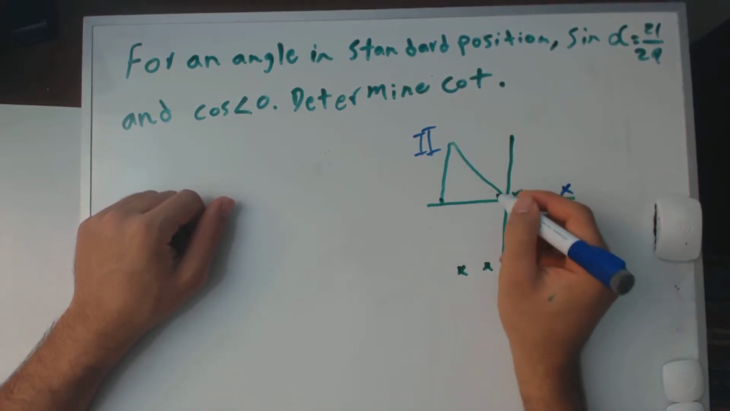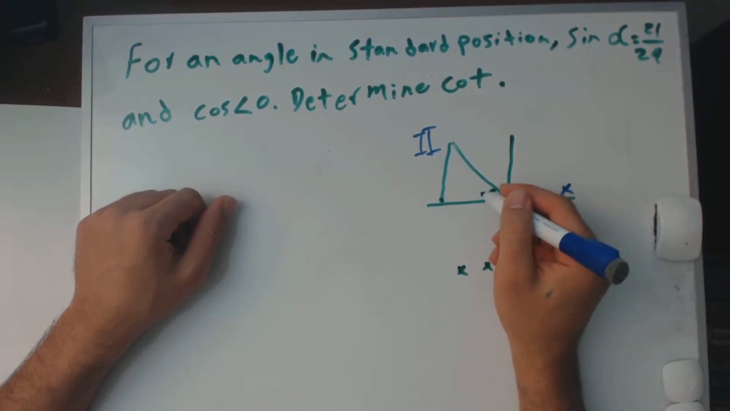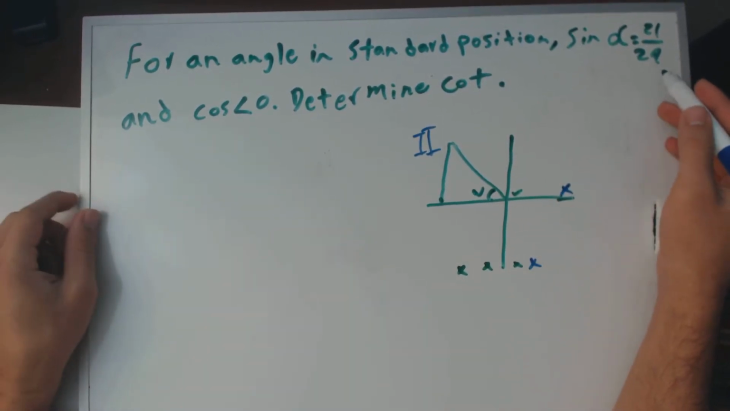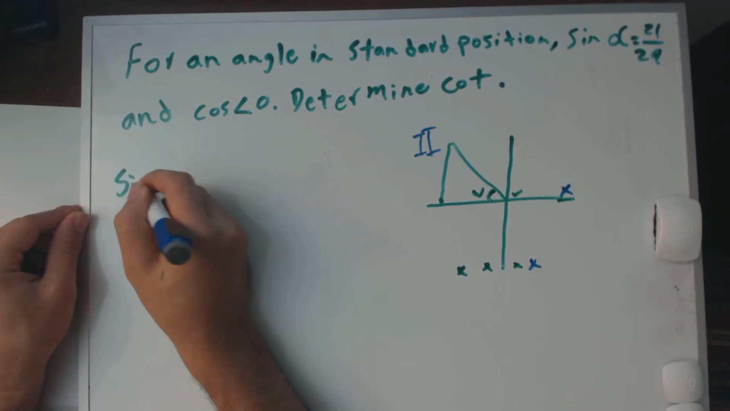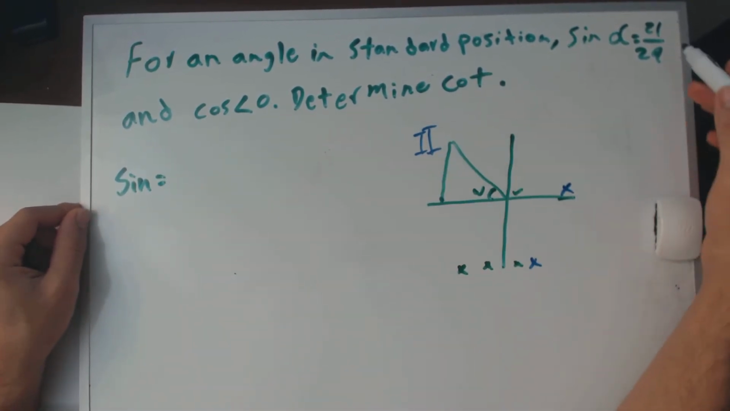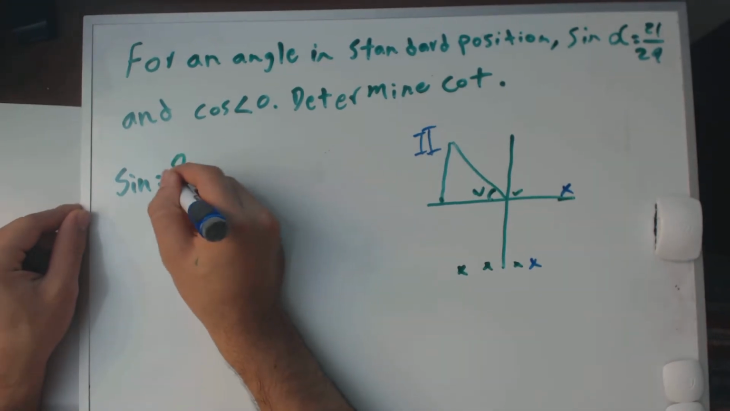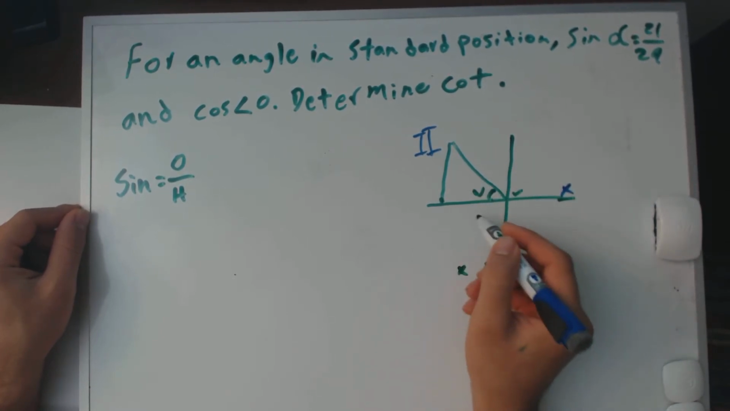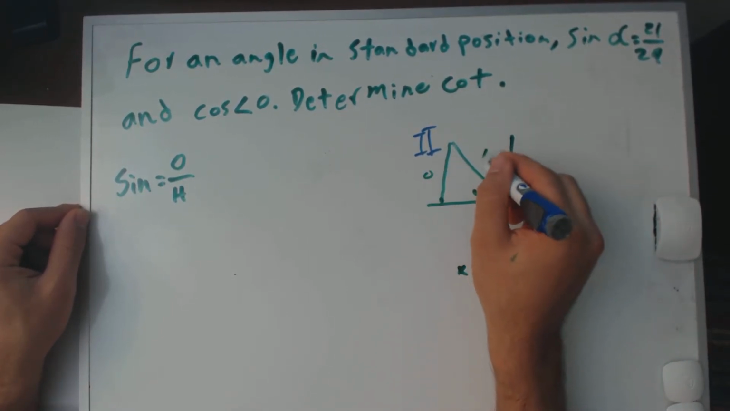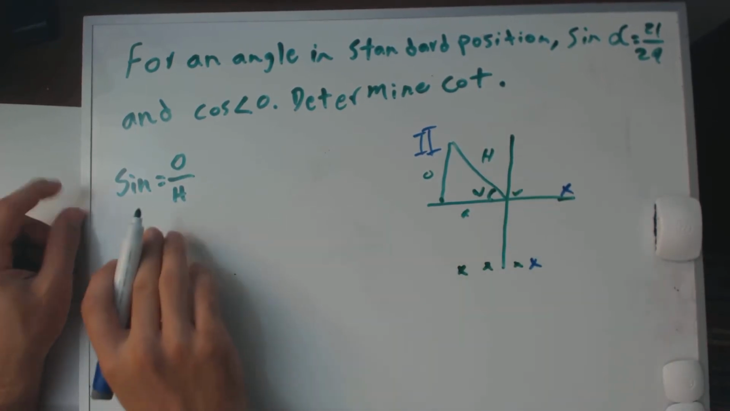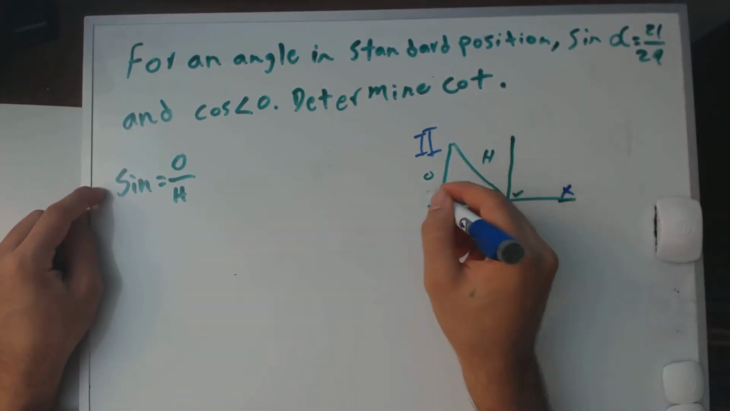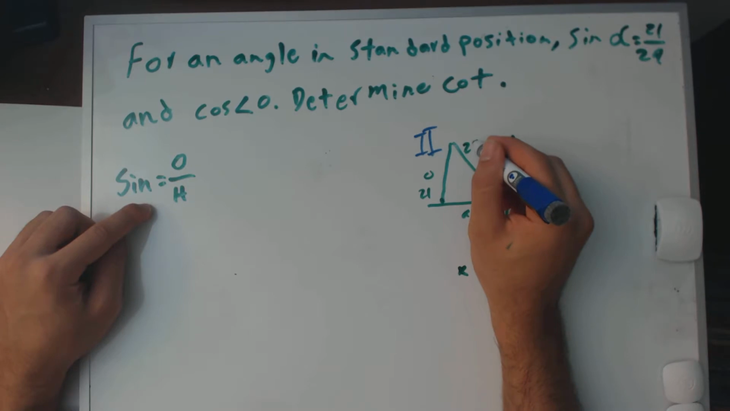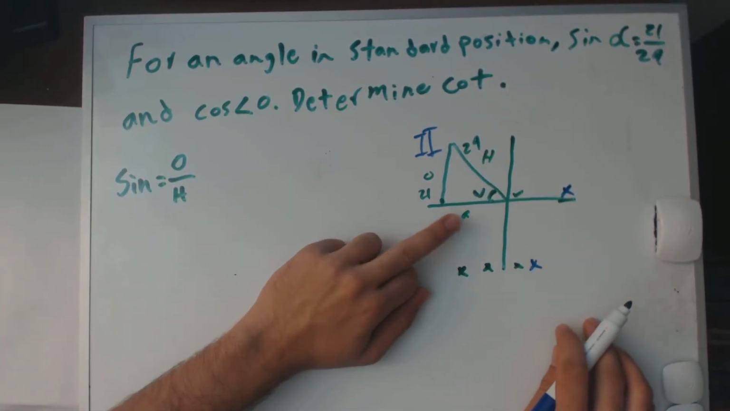Okay, and this will be our angle, and let's call it omega. So from this sign, we know that sine means opposite over hypotenuse. So this is opposite, and this is hypotenuse, and this is adjacent. So the opposite is 21, and the hypotenuse is 29. And now we have to find the adjacent.